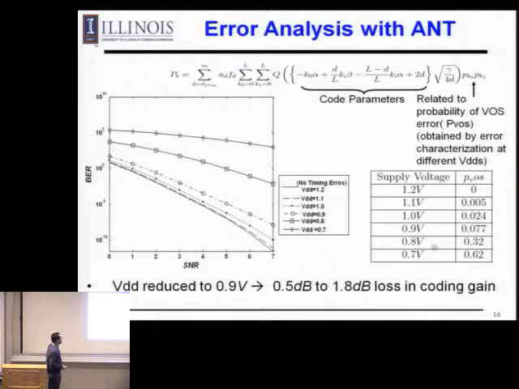Also, we can do error analysis on this type of approach, and we have derived error bounds and how they will vary as we decrease the voltage. So we can bound the probability of error by some code parameters and some probabilities of error that depend on your voltage reduction. And this loss in coding gain is also verified by simulation.